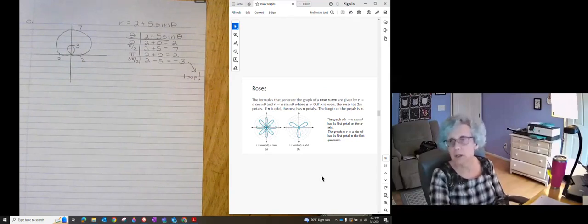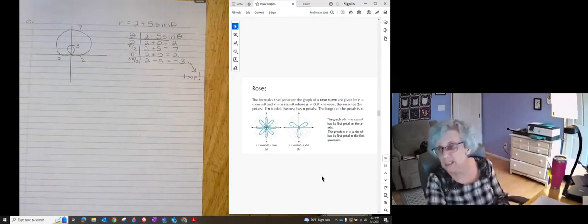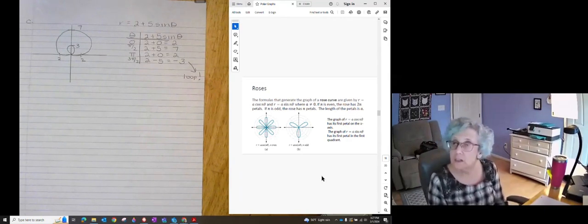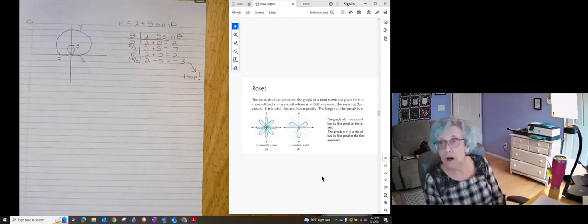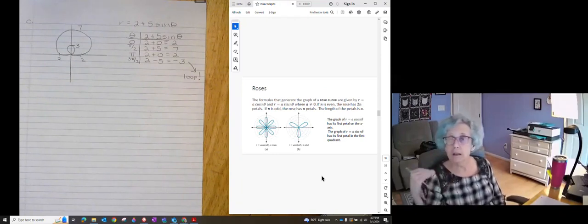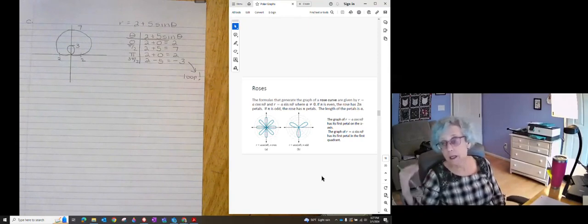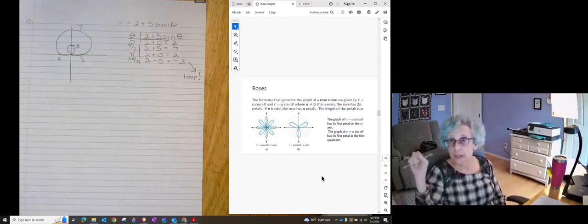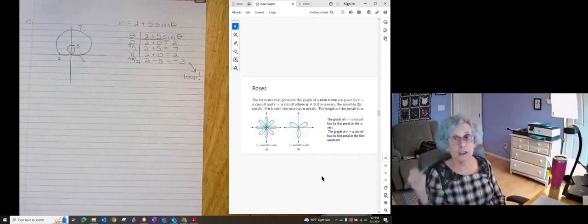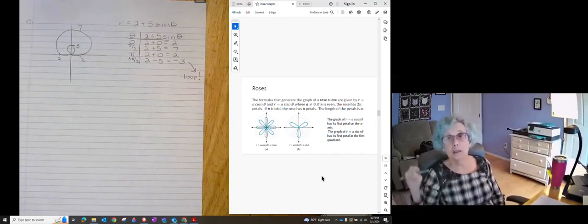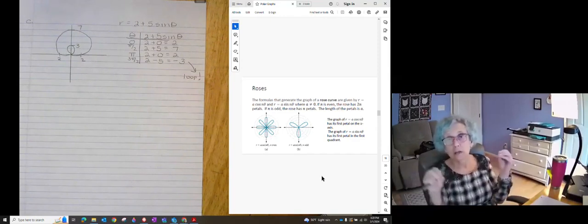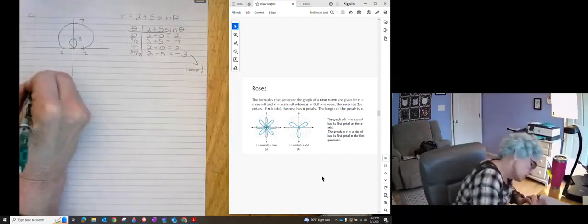Let's talk about roses. Like I said, they look kind of like daisies to me. So the formulas that generate a rose curve always look like r equals a number times sine or cosine times your theta, and theta gets a coefficient. Depending upon whether the coefficient is even or odd tells you how many petals you have. So roses.